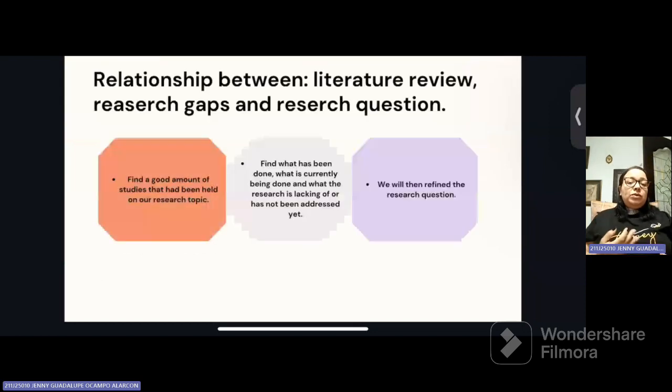Now, the relationship between the literature review, the research gap, and the research question. If we find a good amount of studies or literature on our research topic, then we can find what has been done, what is currently being done, and what the research is lacking or what has not been addressed yet. So maybe we can change the context where a theory was applied, or adapt the study to new variables or a new context. And once we find these gaps, we can refine the research question that is going to lead our investigation.